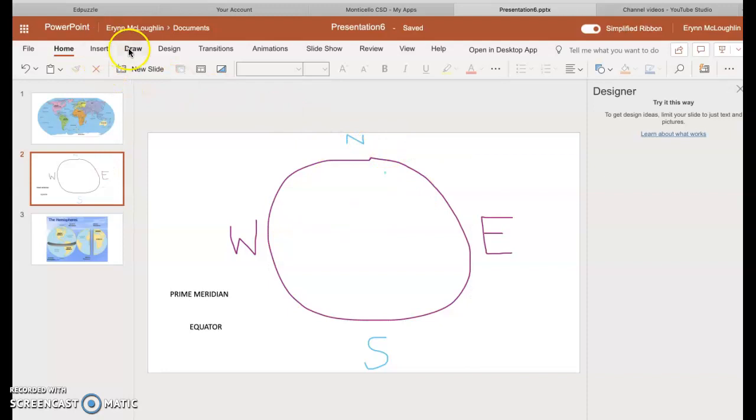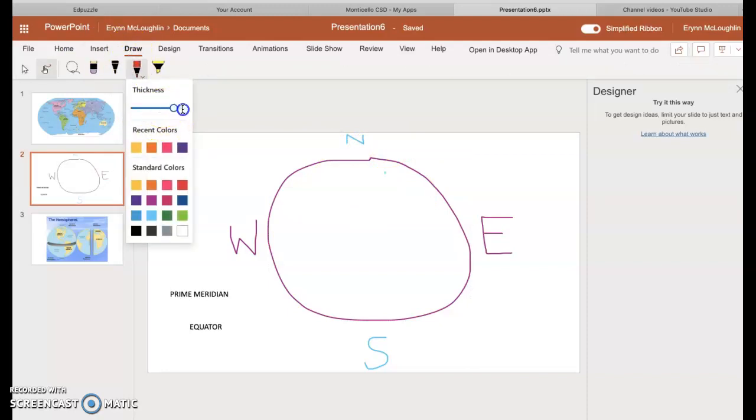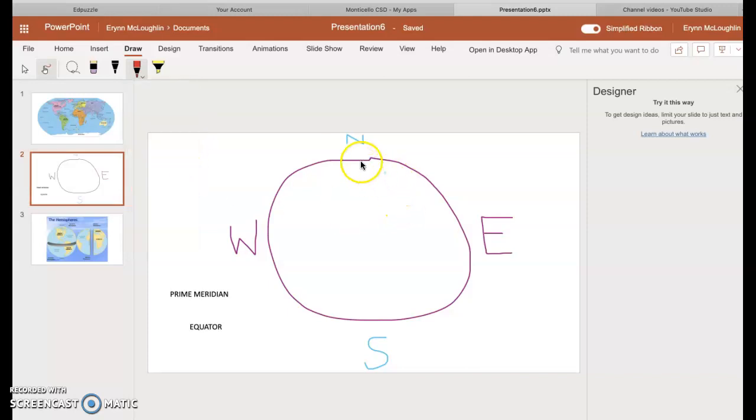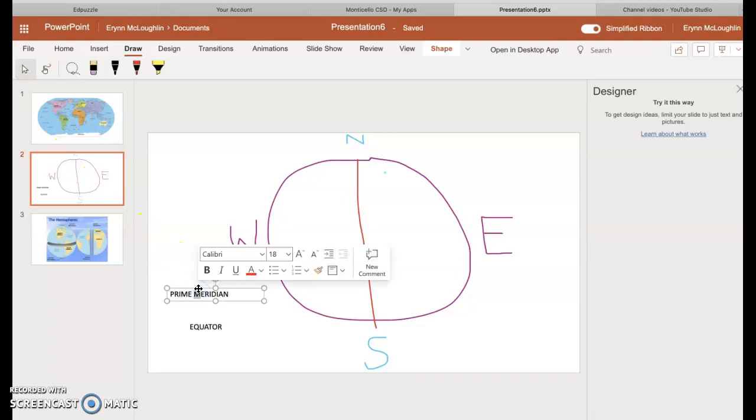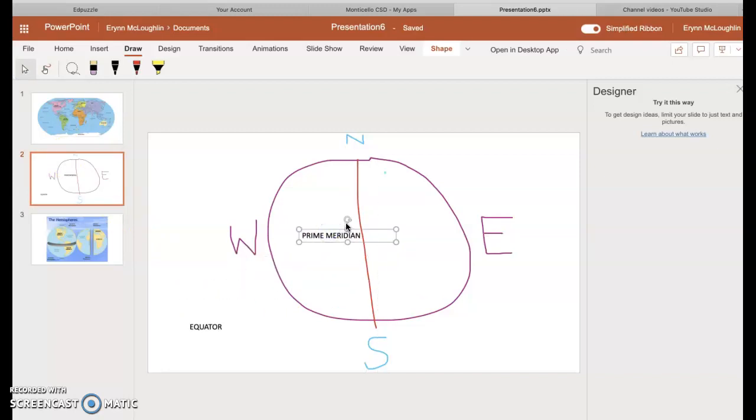So if this is our globe, this imaginary line that runs from the north to the south is called the prime meridian. Drag this over here. So again, it's an imaginary line that runs from the north to the south, which breaks the globe up into 2 hemispheres called the western hemisphere and the eastern hemisphere.